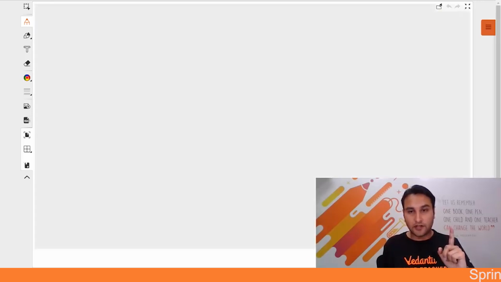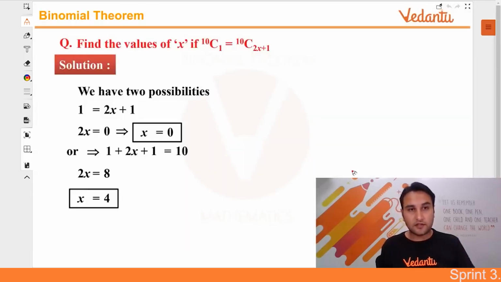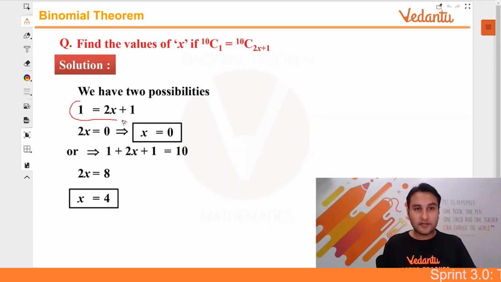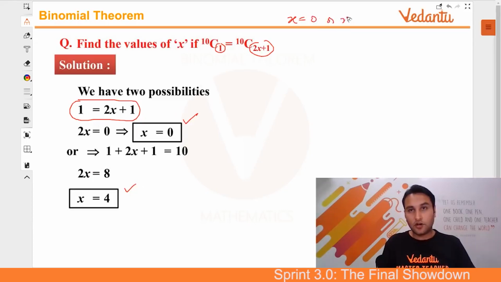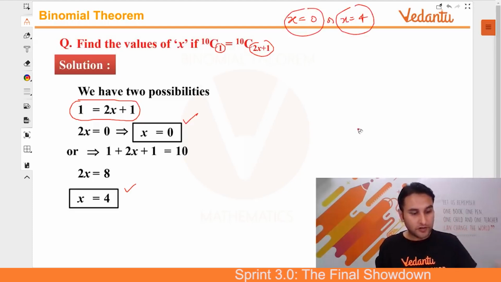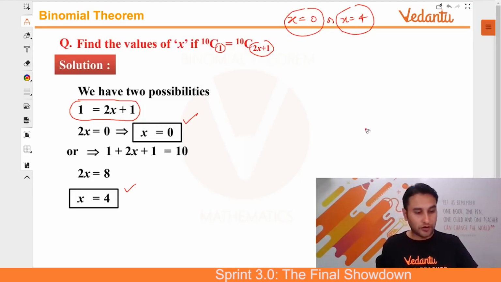This is your property 1. So if you use this, your answer will be, if you make x equal to y, or if you equate the two, then x will be 0. Or if you make their summation, this plus this, equal to n, that is 10, then your answer will be 4. So answer is either 0 or 4. You have two possibilities, not one. Got it? So please don't make a mistake here. Very, very important. Simple things, but important.